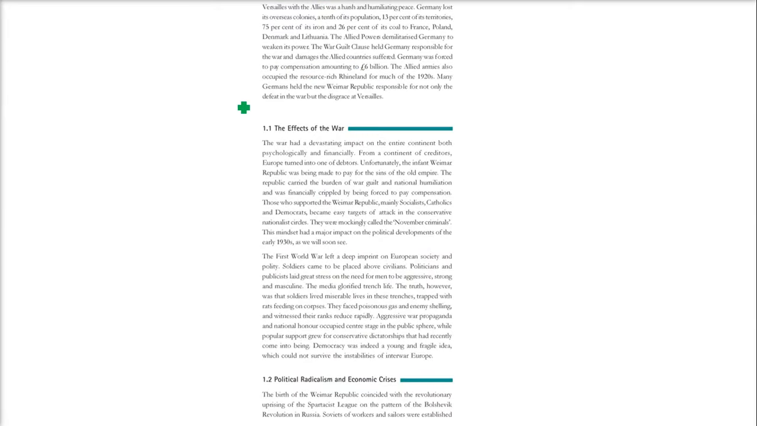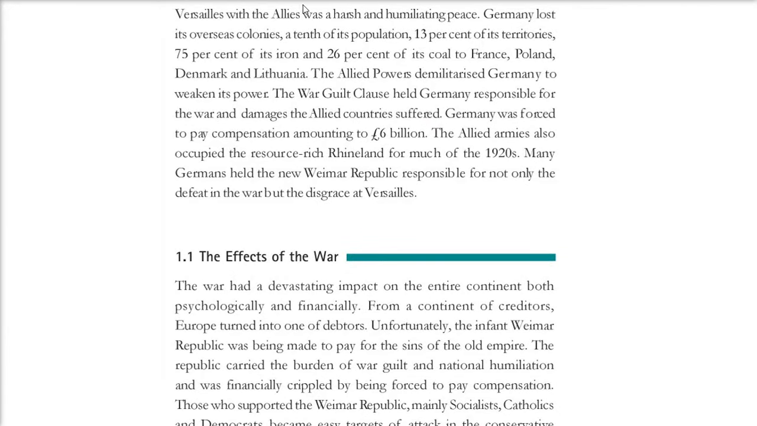So there was the peace treaty of Versailles, where the Allies, that is those who won, were very harsh. Very harsh. Germany lost overseas colonies, 1/10 of its population, 13% of its territories, 75% of iron and 26% of coal to France, Poland, Denmark and Lithuania. Okay, and also they demilitarized Germany to weaken its power.